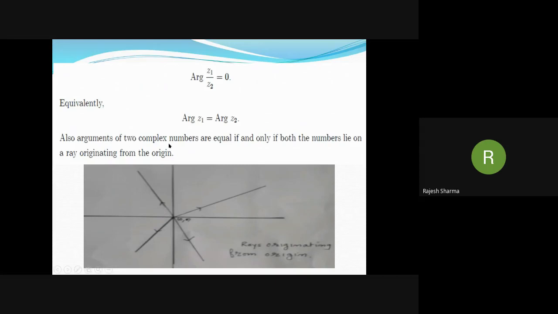Further, the arguments of two complex numbers are equal if and only if both numbers lie on a ray originating from the origin. So equality holds in the triangle inequality if z1 and z2 lie on a ray originating from the origin. That is, on any line which begins from the origin, either this ray or this or this. That is, it must not cross the origin. This is on the triangle inequality and line segment.